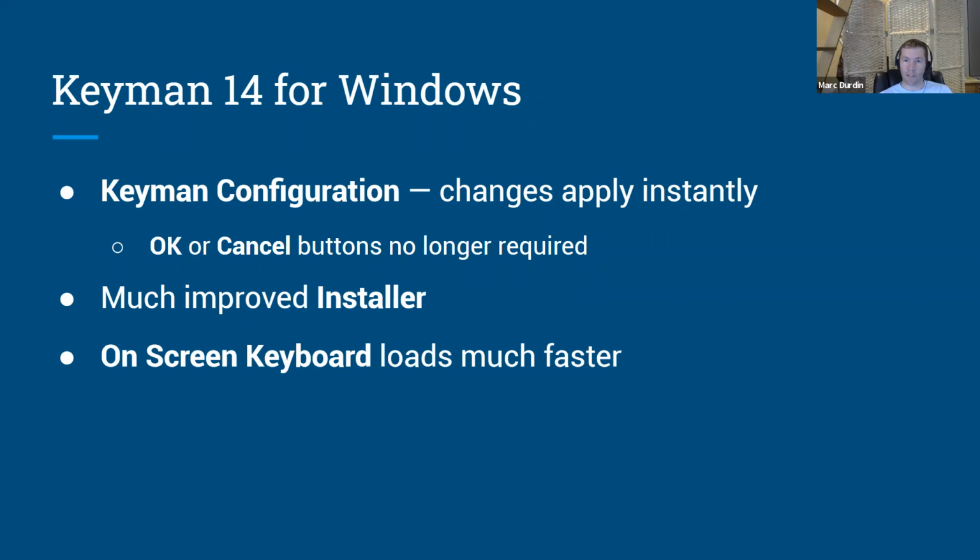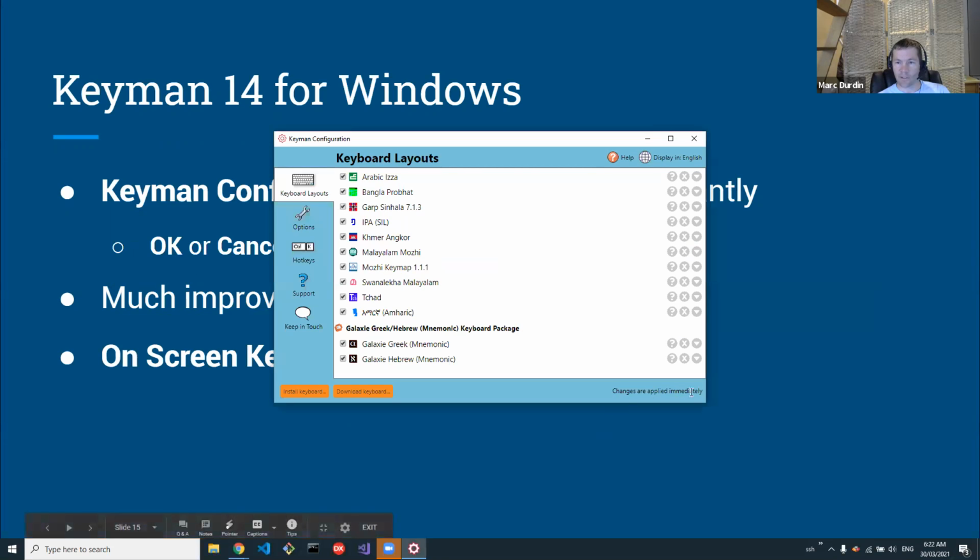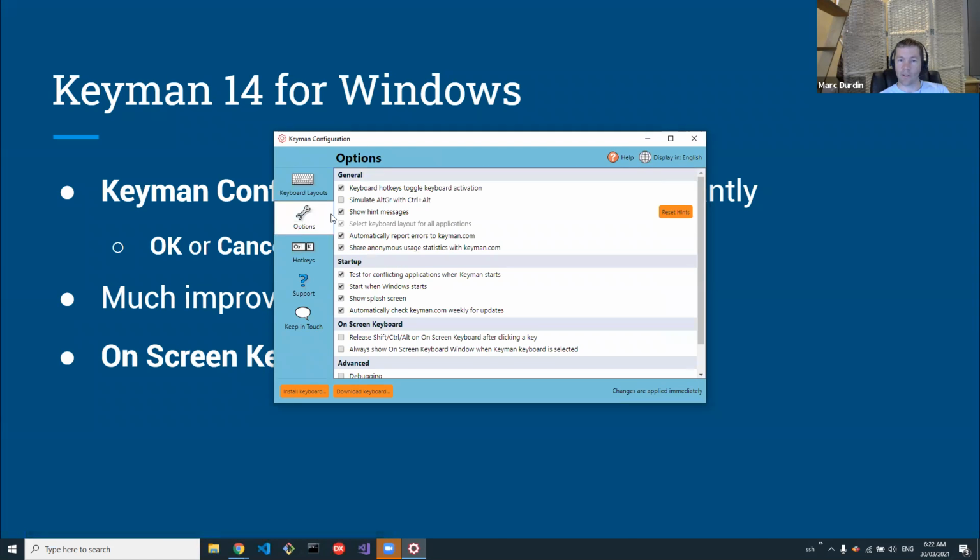In Keyman configuration, you'll see that there is no longer an OK or a cancel button. So we can see this here. We now just get a happy little message. It says changes are applied immediately. So if you go into your options and you say simulate Alt-GR with Control-Alt, which is a lovely technical sounding message, I've just turned that option on and I can immediately use it. I don't need to click OK or cancel.